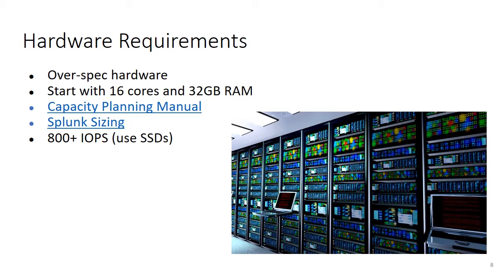Start with a minimum of 16 cores, 32 gigs of RAM for search heads and indexers. Even if you create a standalone Splunk server for a proof of concept, it's a good idea to start with these specifications because Splunk is a beast. With scheduled and real-time alerts and reports, along with users running queries, it's constantly churning.